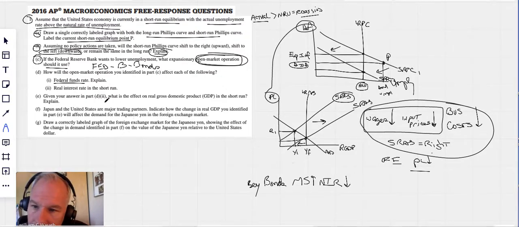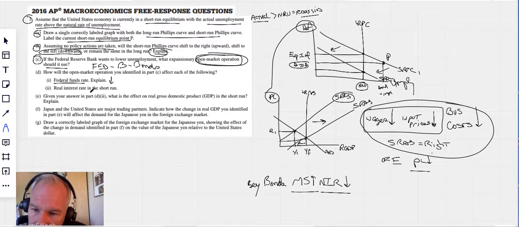Now, the federal funds rate is a rate of interest that banks charge one another, but it is just a rate of interest. So when the money supply increases and the nominal interest rates go down, the federal funds rate would go down also. And we could simply explain that with this scenario: as the Fed buys bonds, money supply increases, driving down the nominal interest rate. Therefore, the federal funds rate would also decrease. And that's a good explanation for that.